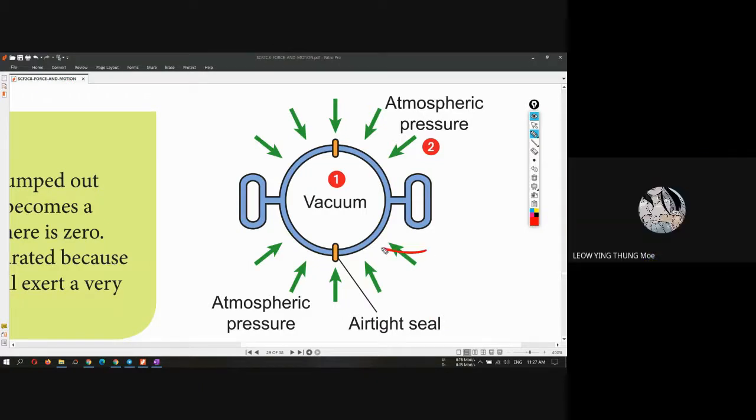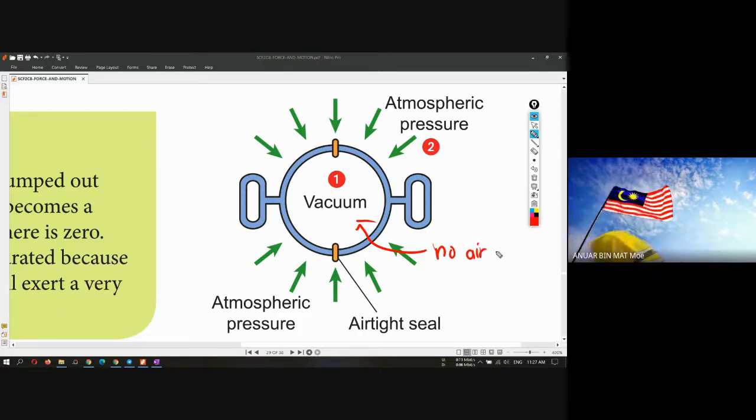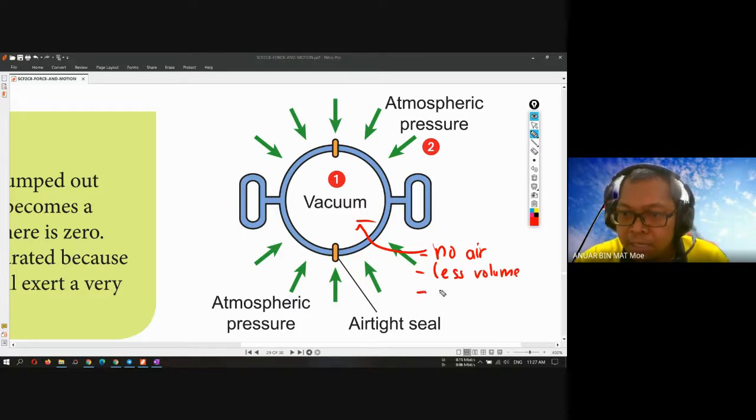Lower. If there is no air, vacuum meaning there is no air. So what happened inside? Inside is no air, meaning there is less volume. So what happened to the air pressure? High or low pressure inside? We have low pressure.